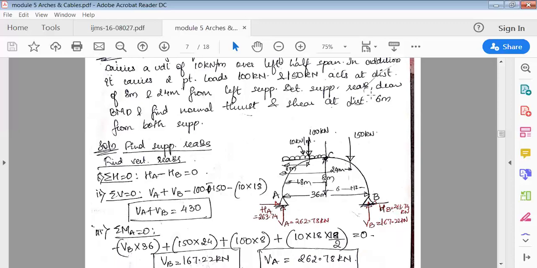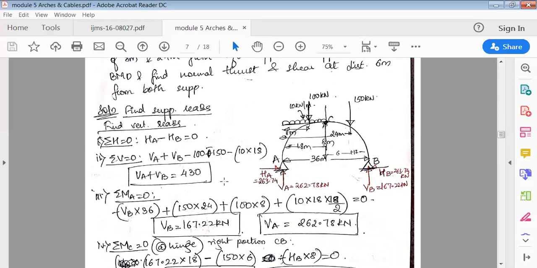So first is to determine the support reactions. In case all the parameters are not given, in the exam they might just ask you to find the bending moment diagram, normal thrust and radial shear. So it is understood that to find this bending moment, you have to find the support reactions. Okay, so let us start with the first thing. First, find the support reactions.